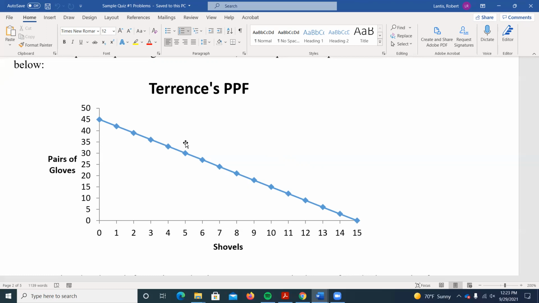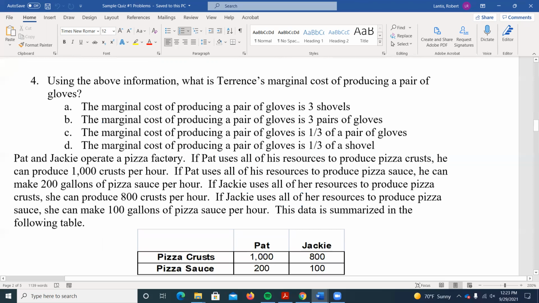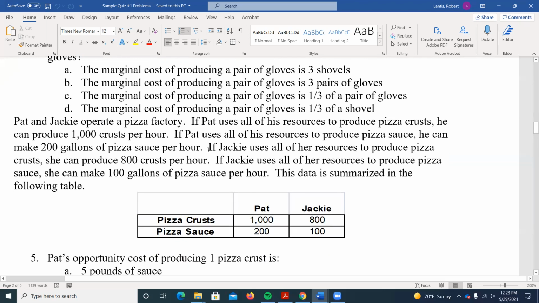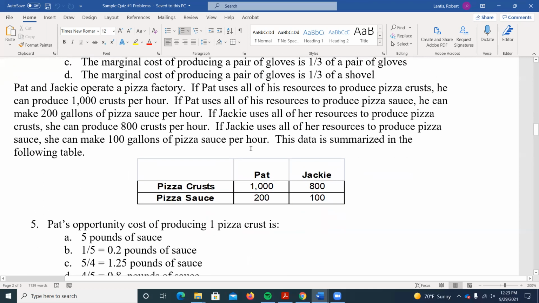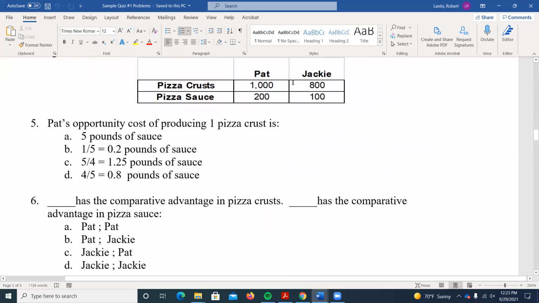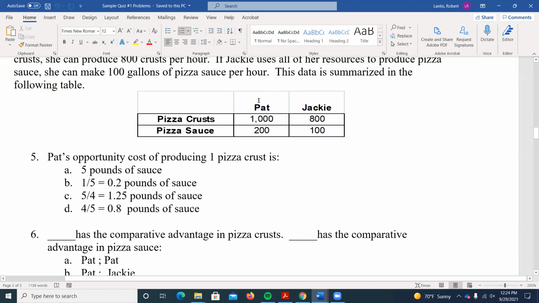Some stuff, I think, maybe isn't on here because I know that it's relevant. So let me make sure what this next question is. Oh, actually, this one will be good. So I'm going to skip the word problem because I gave it to you kind of here.